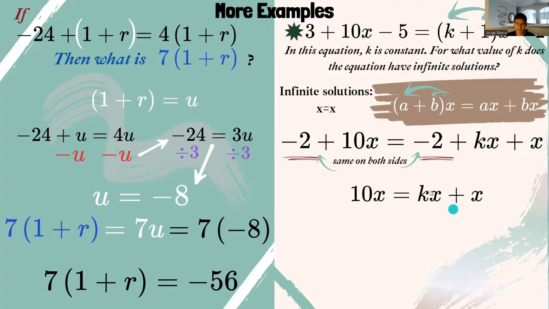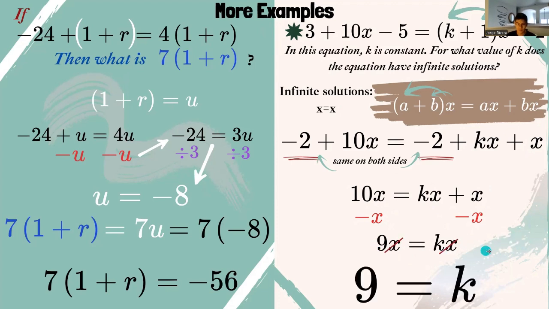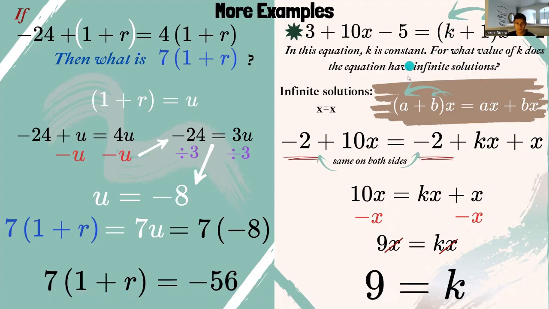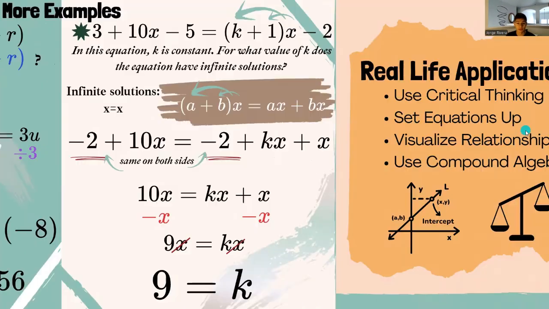And so since we have this, we want to know what value of k would it be in order to have 10x on this side, right? And so we can just do some simple algebra here. We can subtract x from both sides because this is the coefficient and we want to combine like terms. So that means that 9x is equal to kx, right? And so if you cross out the x's over here, that means that 9 is equal to k. So if 9 is k here, that means that this equation would have infinite solutions for whatever value.